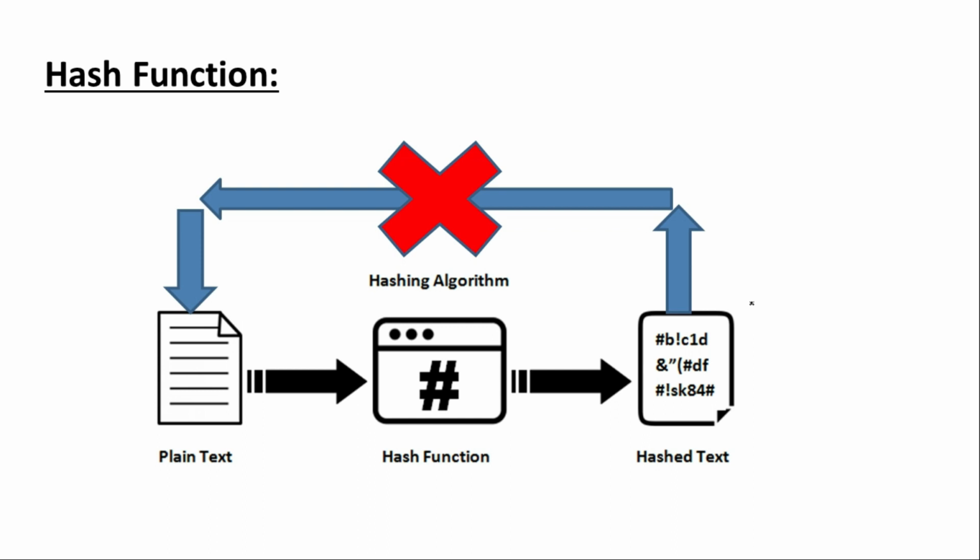In our last section, we have already covered the hash function. Let's do a quick recap. So this is our plain text. We have applied one hashing algorithm and we have got a fixed length hash value based upon the hashing algorithm, and there is no way to get the plain text back, unlike encryption and decryption.